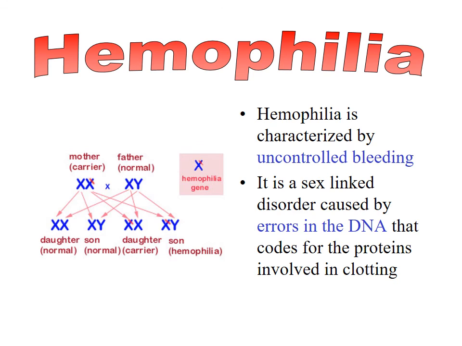You can see they use a slightly different notation. The hemophilia gene is an X with a little red line at the side of it. When they do the crosses, you can see that you could end up with a normal daughter, a normal son, a carrier daughter, or a carrier son. So there's a 1 in 4 chance of having a child with hemophilia, but there's a 50% chance of having a son with hemophilia.